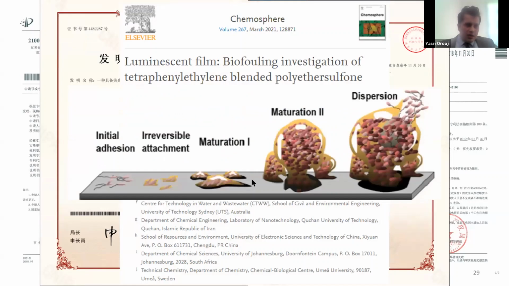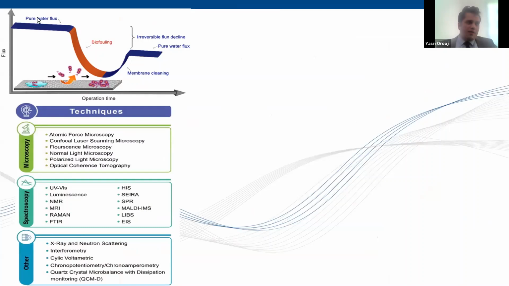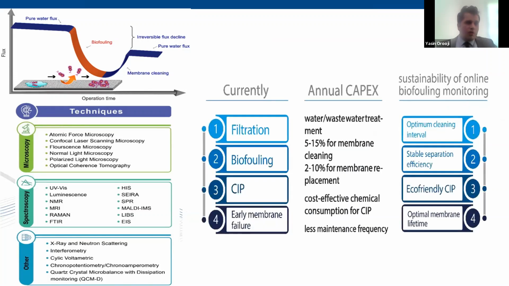The point is it can detect the interval between maturation first and second, as formerly said, because if we wash the membrane after entering maturation second, we would have irreversible flux decline. Many techniques were formerly used in this regard, but most of them didn't industrialize.